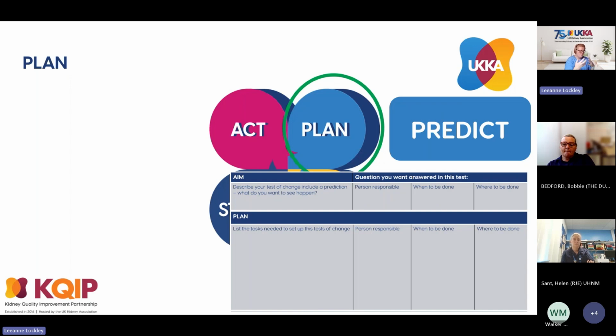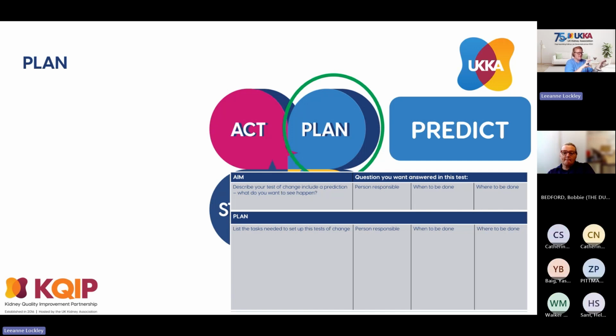You describe your prediction, but there'll be a list of tasks. So Bobby needs to do X, Y, and Z. Helen needs to do this. Yasser needs to do the next one. And then allocating those tasks and setting the dates. You know, when do we want this to happen? Because that really helps you to move your project on.